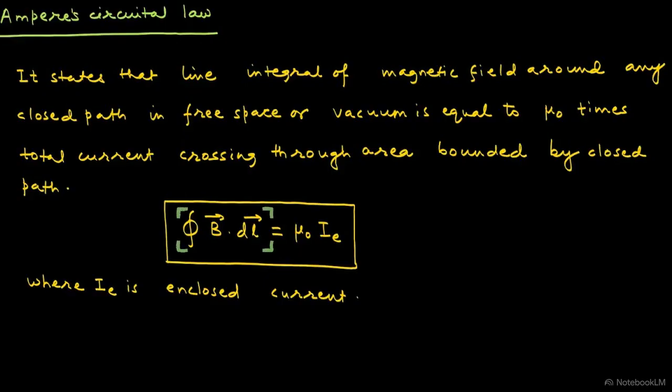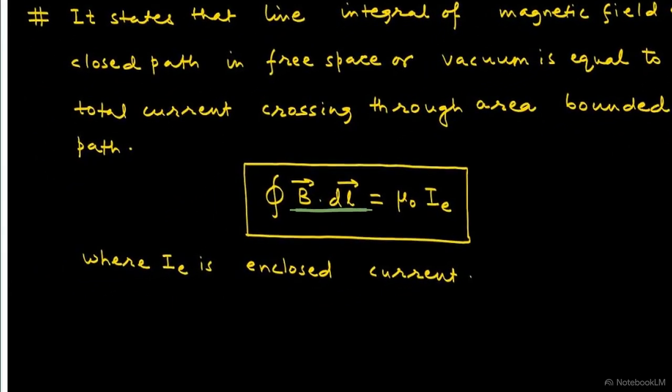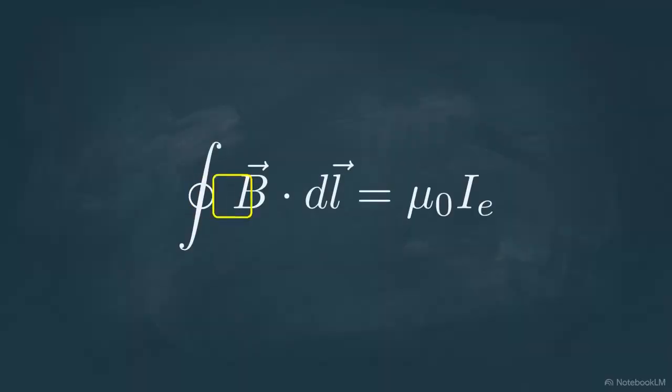The left side of the expression is a line integral. It calculates the dot product of the magnetic field vector, B, and the infinitesimal displacement vector, dl, around a complete closed circuit. On the right side, we find the permeability of free space, multiplied by the enclosed current, represented by the variable I sub e.